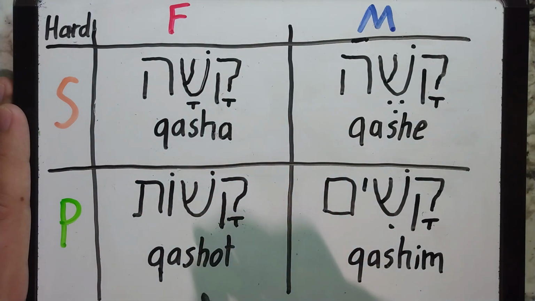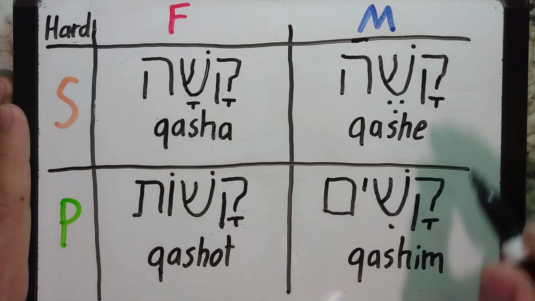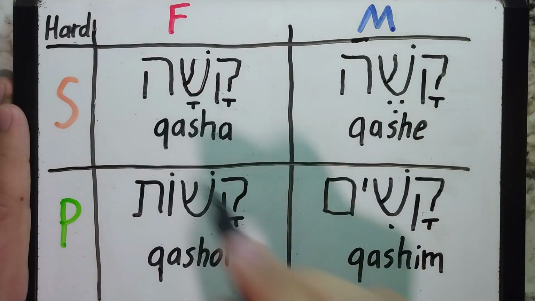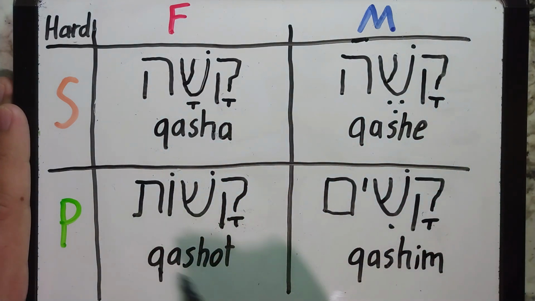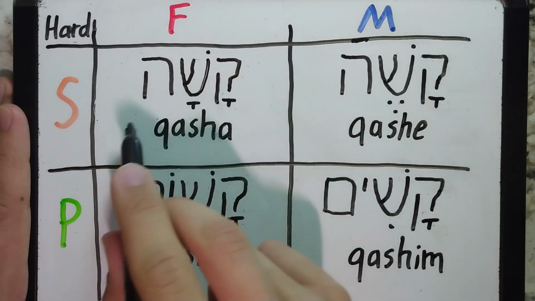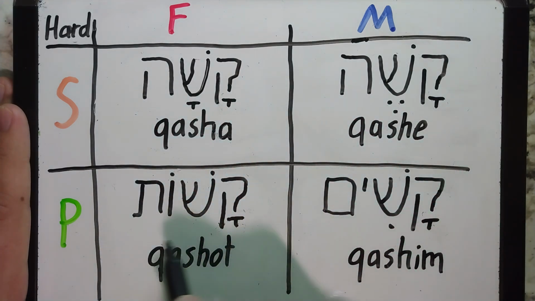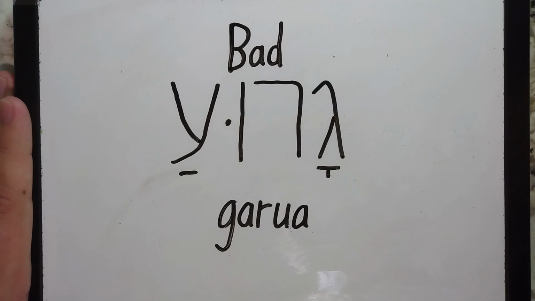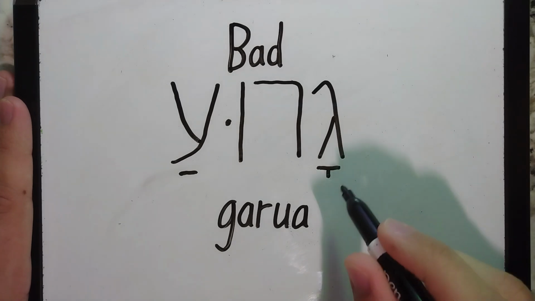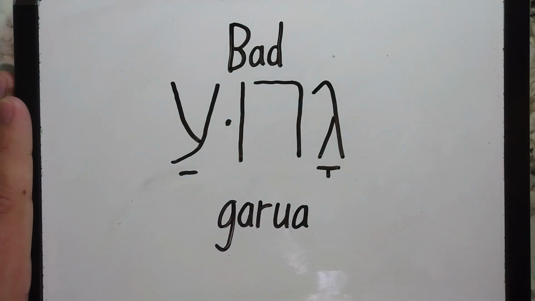An a ending to make the feminine singular form kasha, an im ending to make the masculine plural form kashim, and an ot ending to make the feminine plural form kashot. Kasher, kasha, kashim, kashot. And let's see the 4 forms of one more adjective, garua, which means bad, as in poor quality.